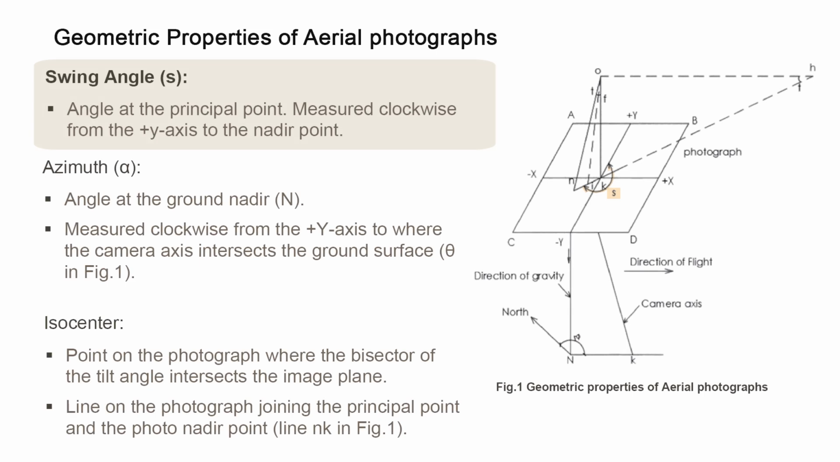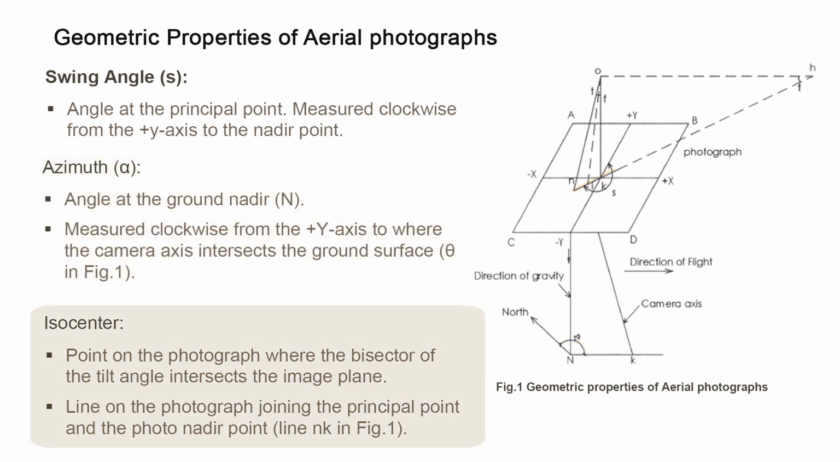Swing angle, denoted by small s, is the angle at the principal point measured from the plus y axis clockwise to the nadir point. Azimuth is a horizontal angle measured at the ground nadir point from the ground survey north meridian to the principal plane of the photograph, such as angle theta in the figure. It is thus the ground survey direction of the tilt.